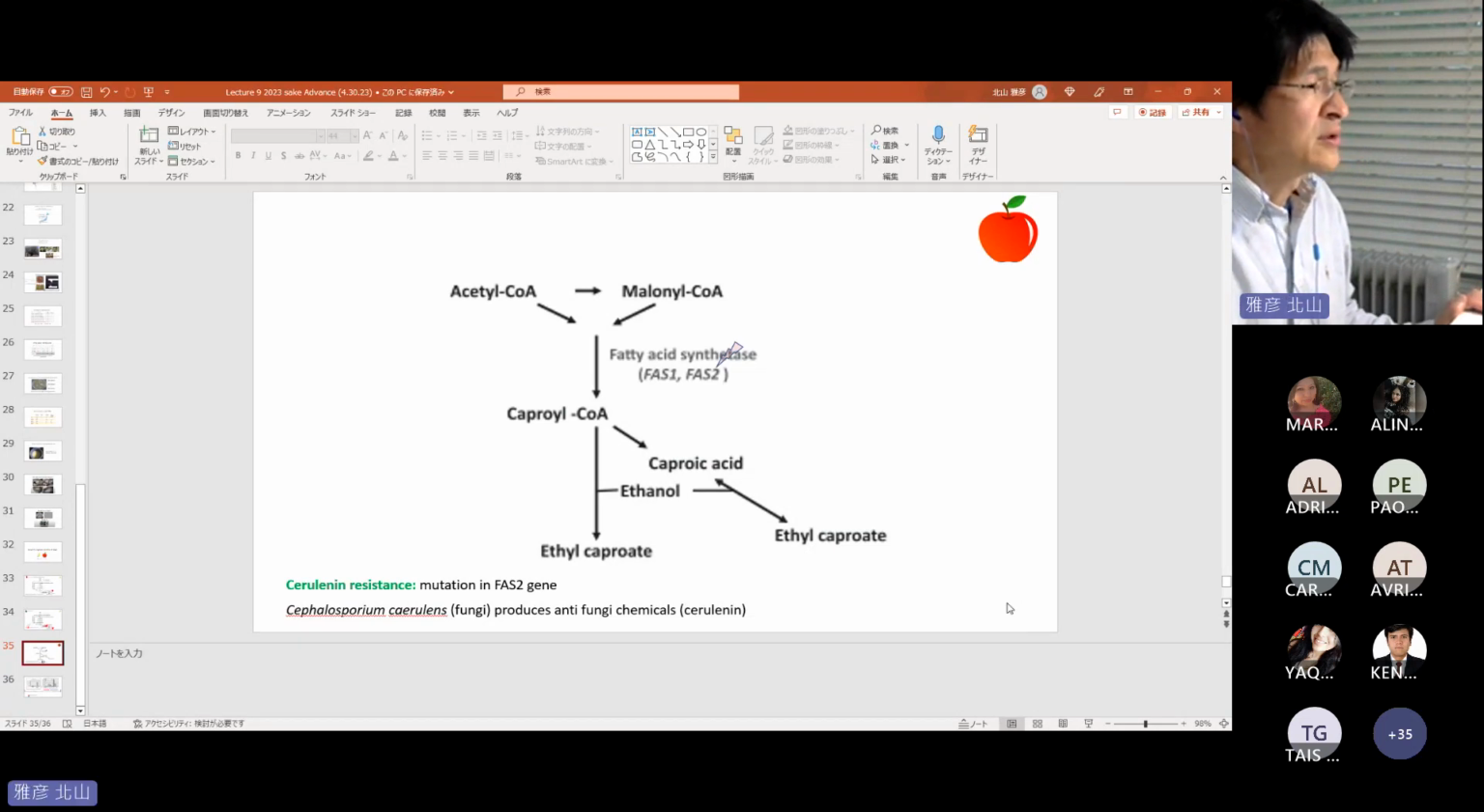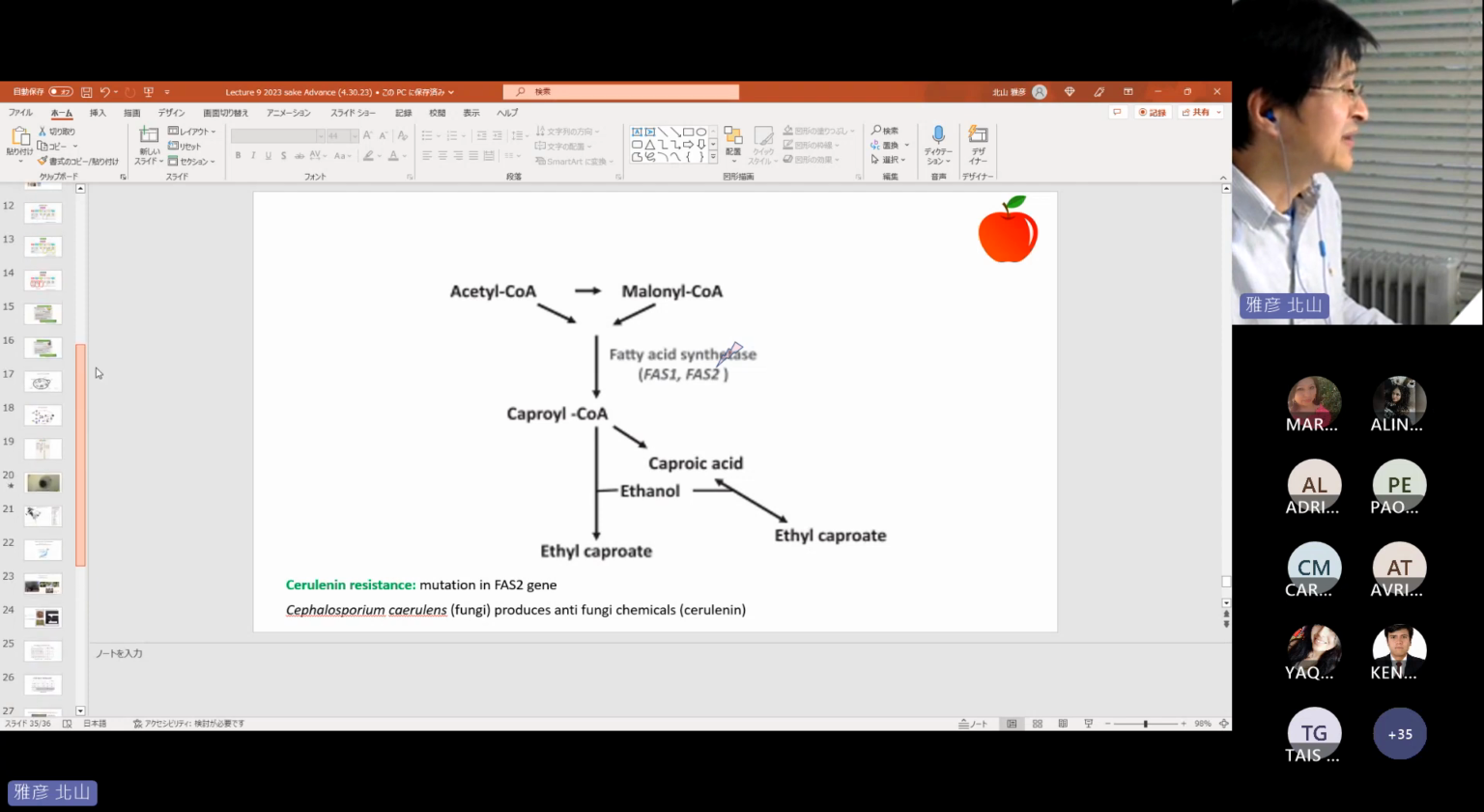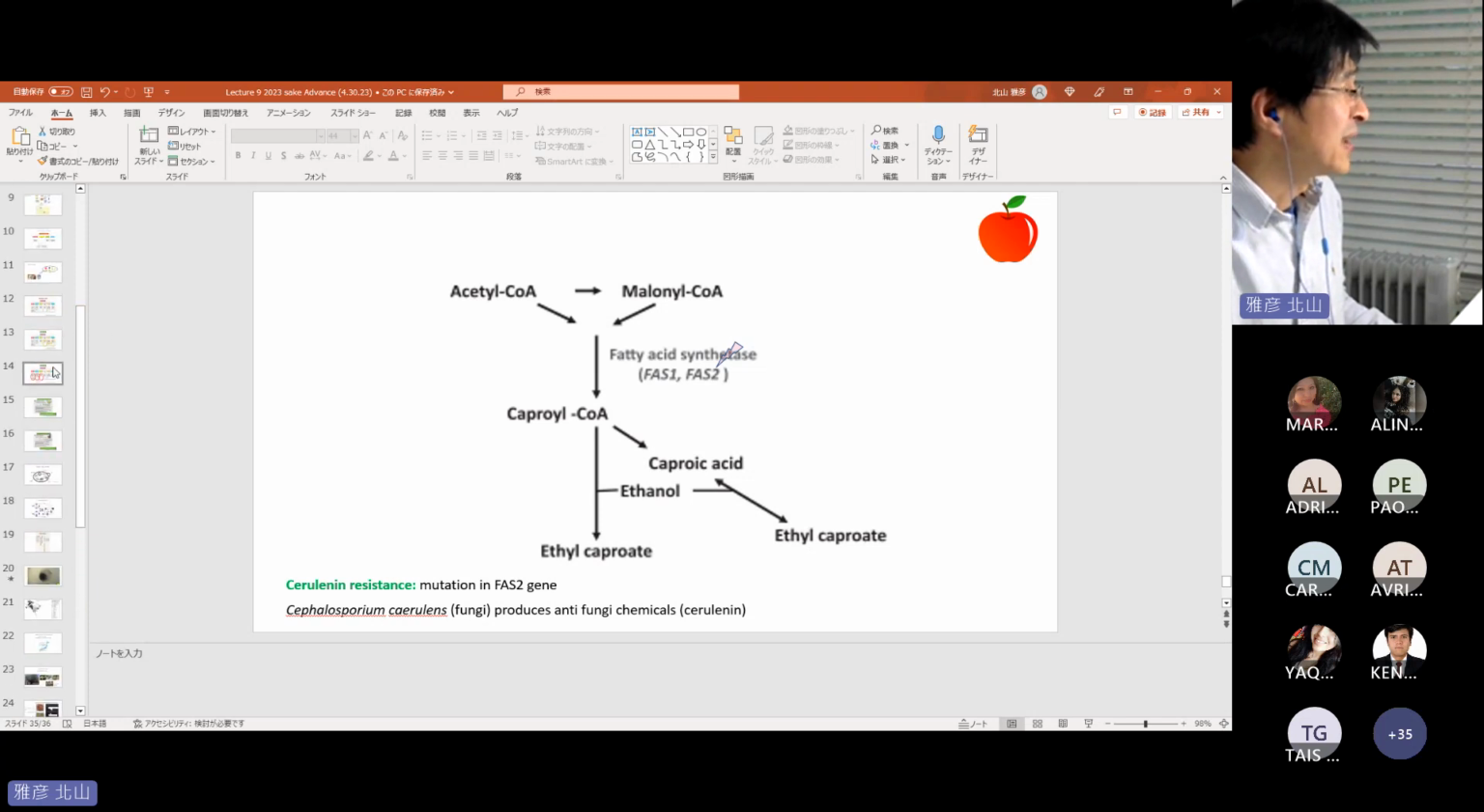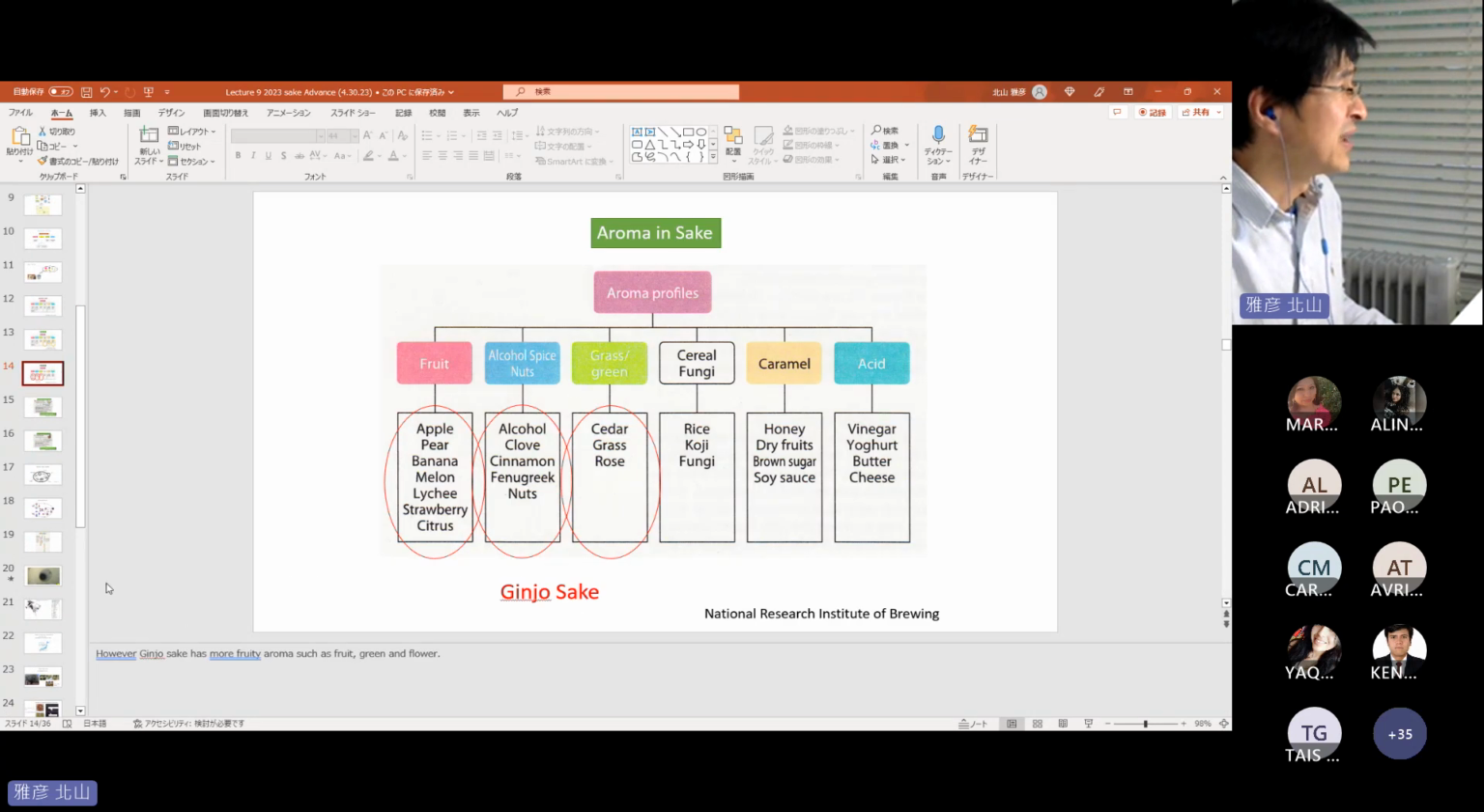So I will try to explain a little more about this next week. I will stop at this slide, and next week I will try to complete this story and talk about water, and introduce some character of sake, but I explain a little this afternoon.